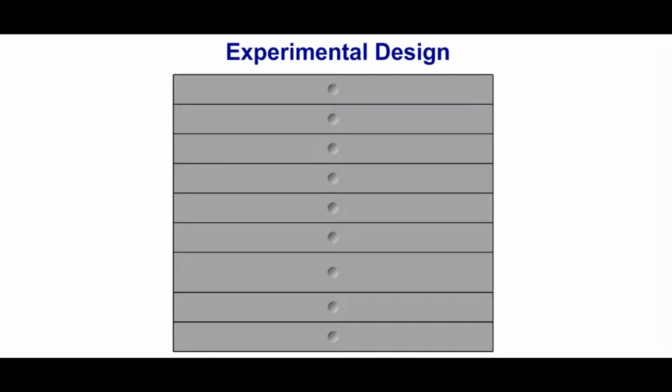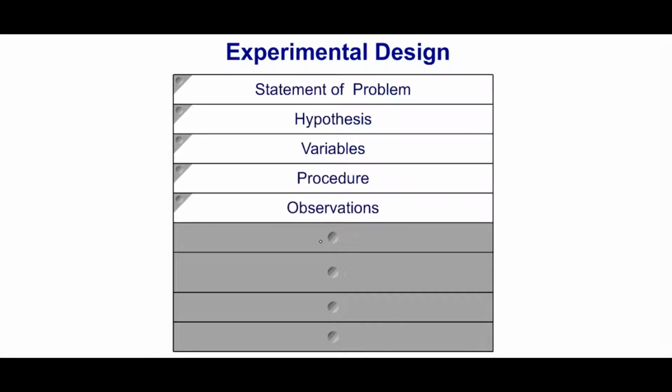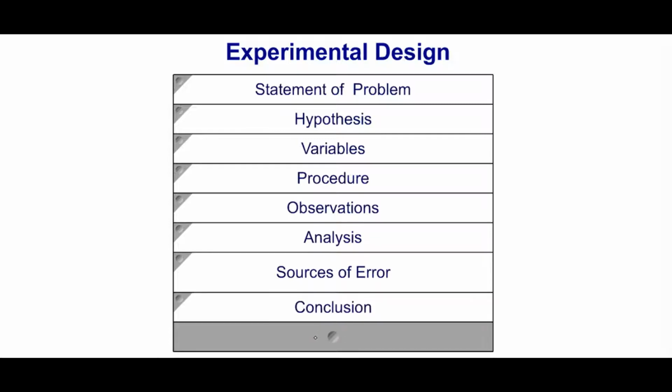Okay, in today's video, the driving question is, what are the steps of the experimental design process? So the first step is a statement of the problem. Then we're going to write a hypothesis, list the variables, write a procedure, make some observations including a data table, analyze that with a graph, discuss sources of error, a conclusion, and applications and recommendations. So let's kind of go through each of these.